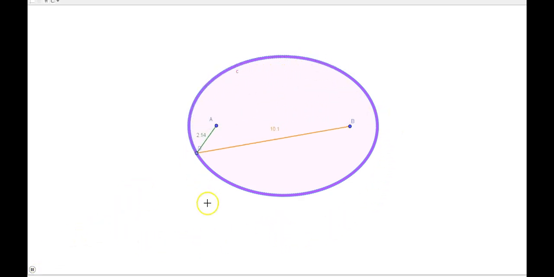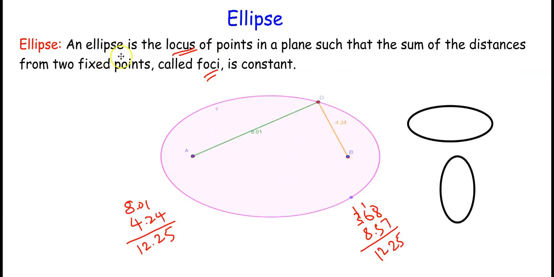An ellipse is defined in this manner. An ellipse is the locus of points in a plane, meaning these points D are a set of all the points such that the sum of the distances from two fixed points, like points A and B, called foci, is a constant. So the length of AD plus the length of BD is always constant. This AD plus DB is a constant in any given scenario.